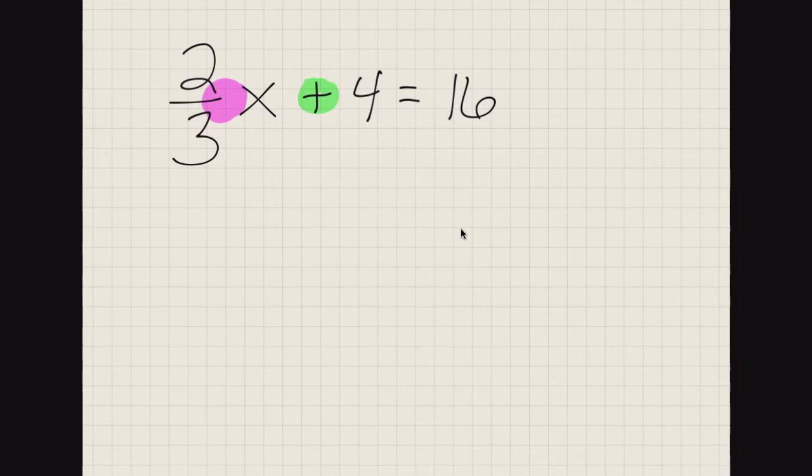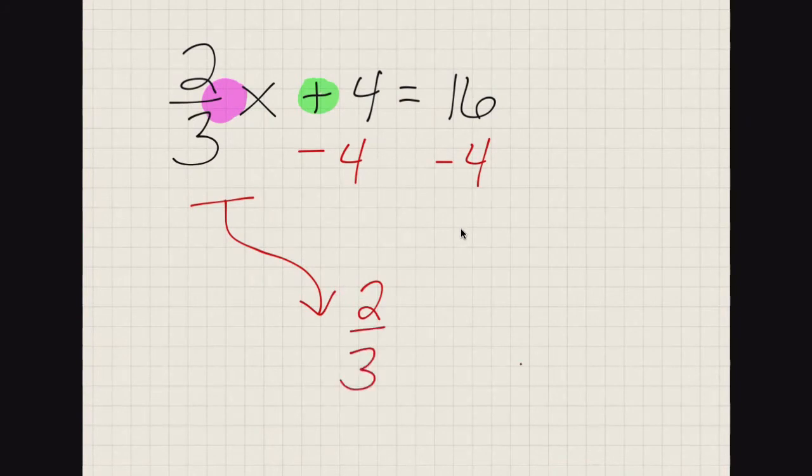All right, so I'm going to go ahead and get rid of the 4 here. I'm going to move the 4 by subtracting it from both sides. Carry down what's left. So I have 2/3 x equals 12. I could divide by 2/3. That's not a whole lot of fun.